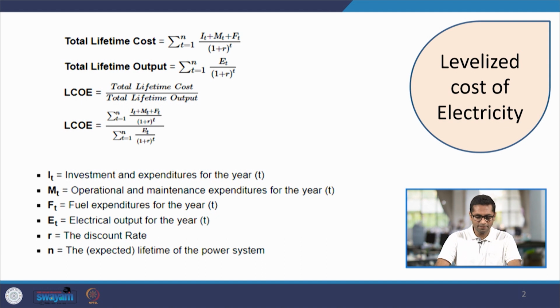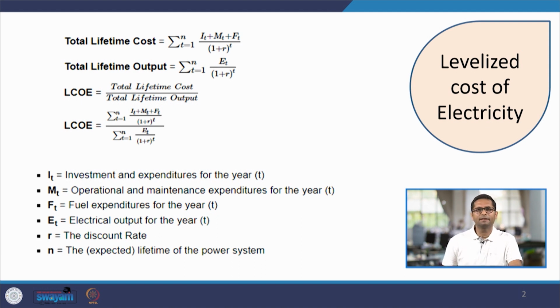It's a very simple formula wherein you have all the future cash flows discounted, and so is the future energy output. You divide the two and you get the LCOE. On similar terms, people have also now come up with terms like LCOH, which basically stands for levelized cost of hydrogen, and something also called LCOS, which says levelized cost of storage.